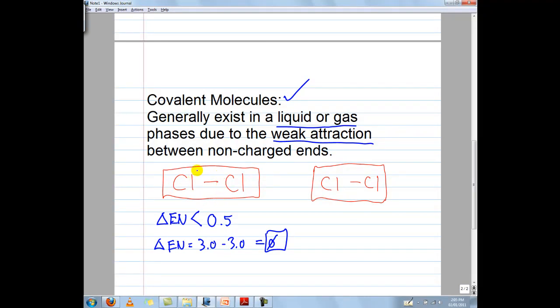Because it's a covalent molecule, no chlorine gets the electron more than the other, and so we have no overall charge on either of these atoms. Since there's no charge on either of these atoms, the attraction between them is pretty weak. It's the weakest of the three.